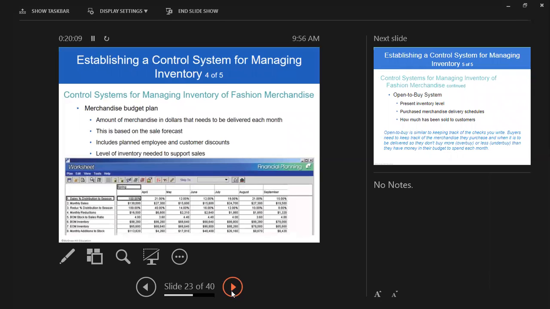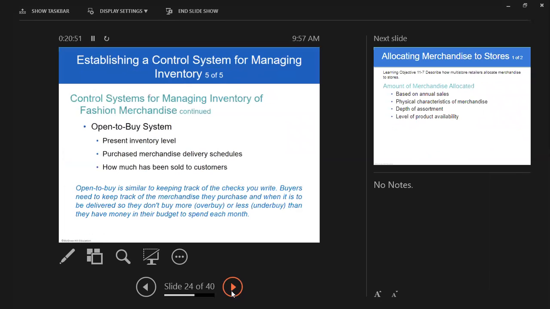And then when it comes to the merchandise budget plan, you need to understand the amount of merchandise in dollars and cents that needs to be delivered each month, and then you need to also look at the sales forecast, what would be the upcoming trend, and then plan employee and customer discounts. You have to include, maybe in the middle of the month, some discounts for your customer. So you have already planned the price in the system. And the level of inventory needed to support sales, what would be the minimum number that could push the sales for your retail store.